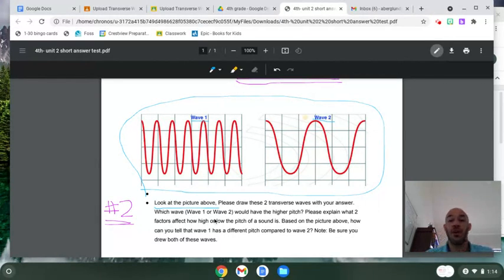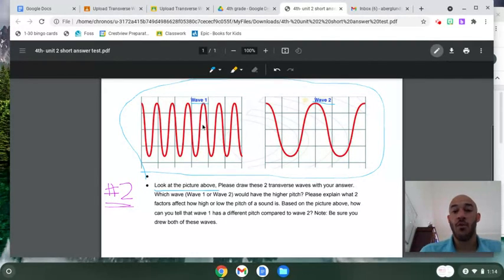This question is asking a few things. First, I want you to draw both waves, and you need to label which one is which. So you're going to draw wave 1 in your science notebook, and you're also going to write and draw wave 2. Then I want you to explain which wave, wave 1 or wave 2, has the higher pitch. Please explain what 2 factors affect how high or low the pitch of a sound is.